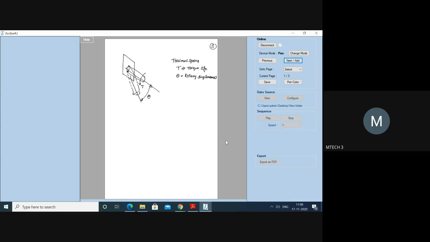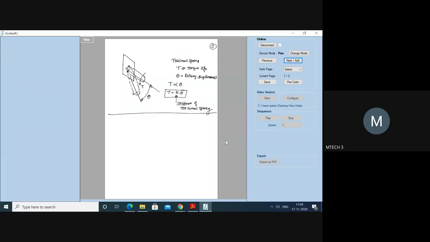Okay, rotary displacement. Now what is T here? T is proportional to theta. T will be equal to K into theta. Okay, is it clear? T is equal to K into theta. K is the stiffness of what? Stiffness of the torsional spring. Okay, right. Now this is with respect to number one.